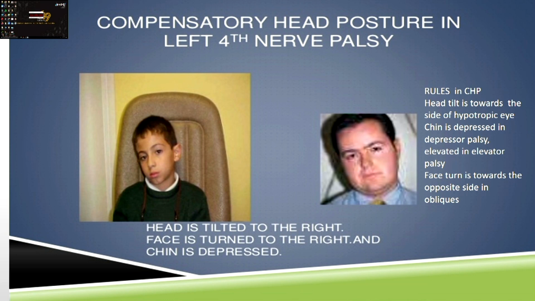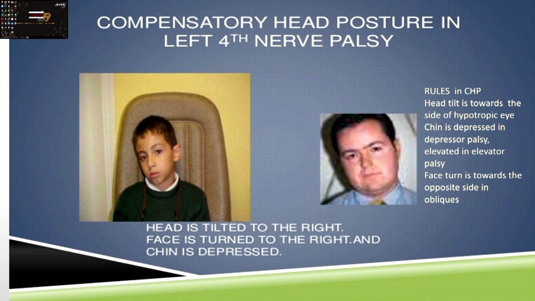The head tilt is towards the side of the hypertropic eye. Chin is depressed in depressor palsy, elevated in elevator palsy. Face turn is towards the opposite side in oblique palsy. If you learn it by heart, then you can decode any vertical squint.